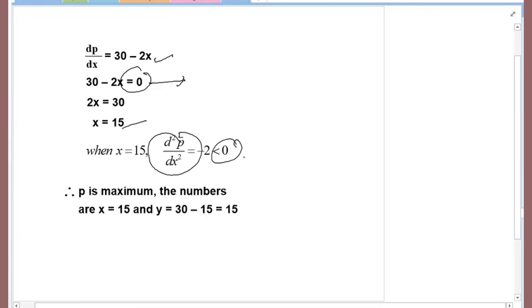Less than 0 to show that this is maximum. And then find X and Y. Okay, settle.